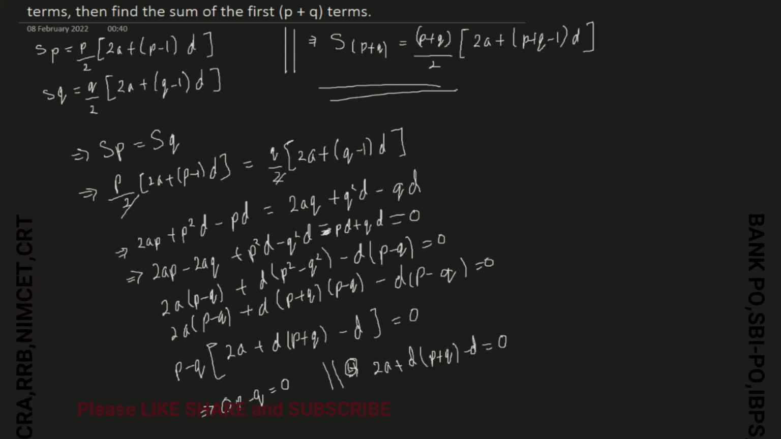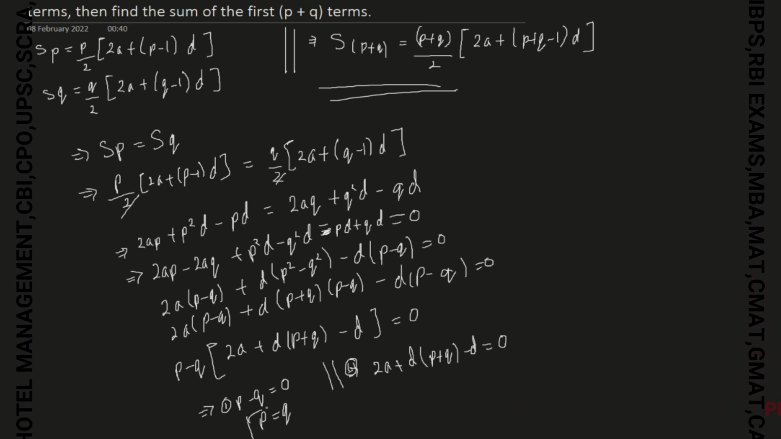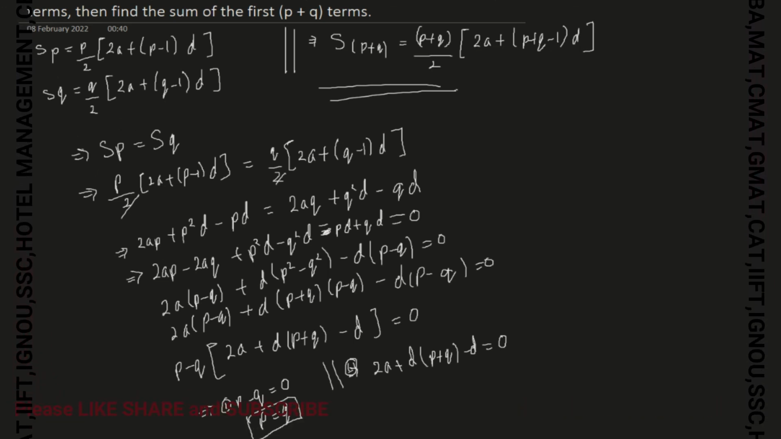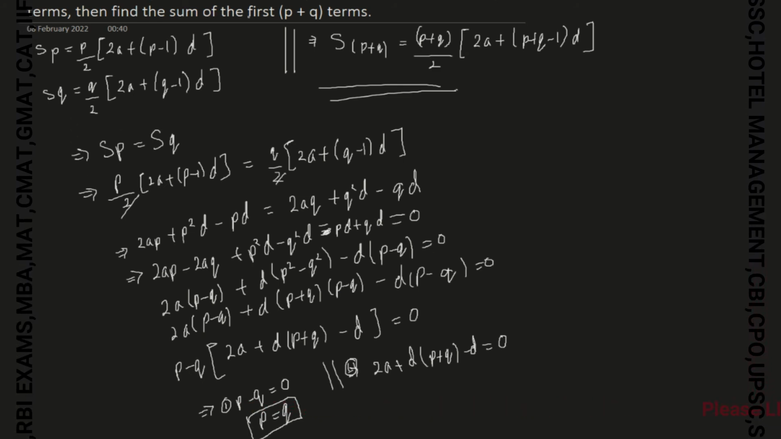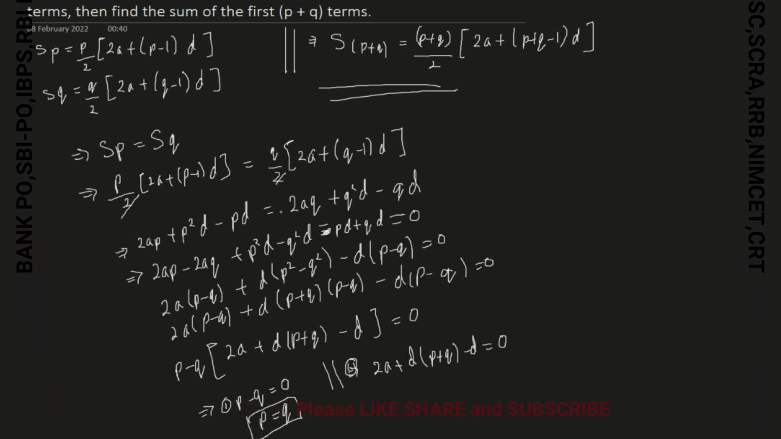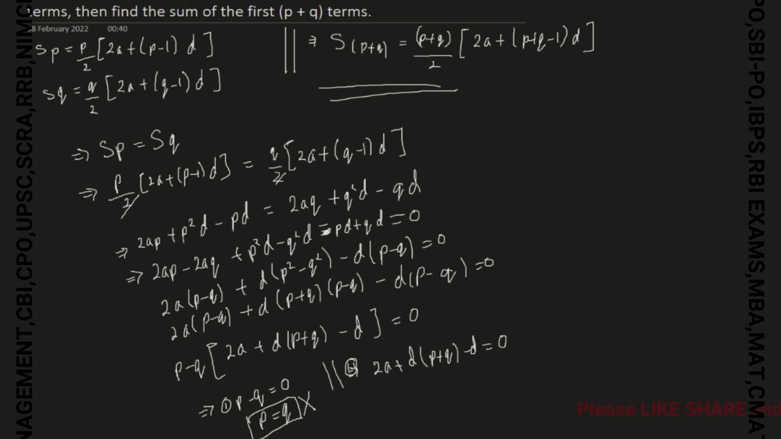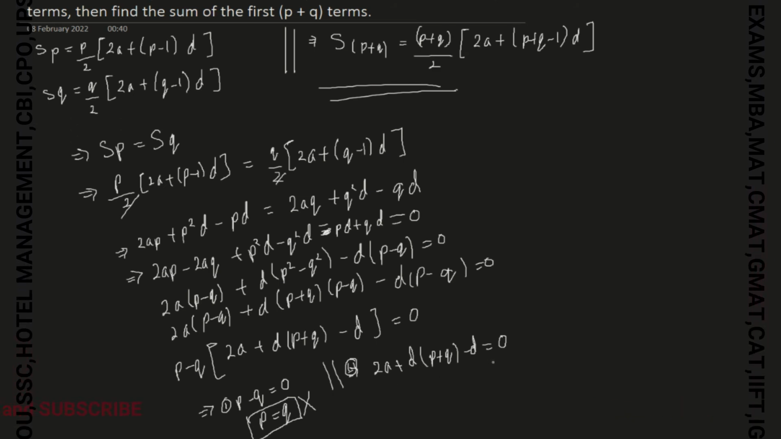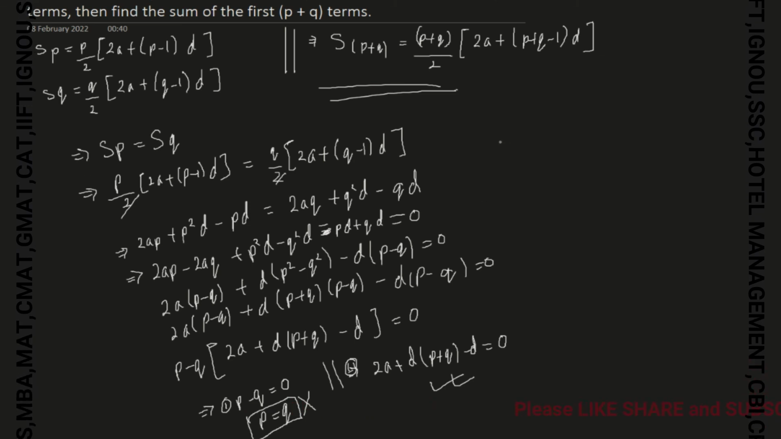If you do P minus Q equal to 0, then here P equals Q will come. As per the question, P and Q should be different. That's common sense, like the sum of the first P terms is equal to the sum of the Q terms, so the question implies P and Q are different, but with this equation P equal to Q is coming. So this will not be the answer, right? So we can cross this. This is not a possible case. So we'll get 2A plus D into P plus Q minus D equal to 0 as the valid one.